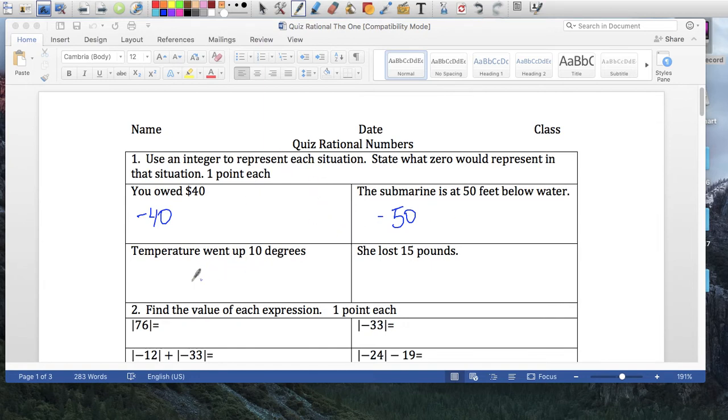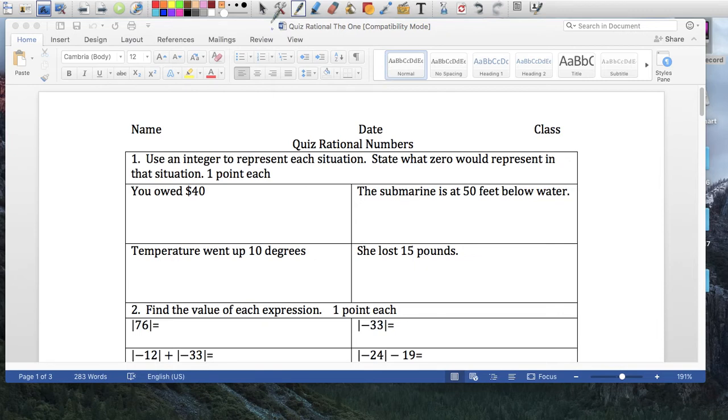The temperature went up 10 degrees, so that would be represented by positive 10. If the temperature went up by 0 degrees, it means the temperature stayed as it was. It didn't go up or down. She lost 15 pounds would be negative 15. And if she loses 0 pounds, it means she just didn't lose any weight this time around. Okay? So you needed to write the integer and what 0 represented in that situation.